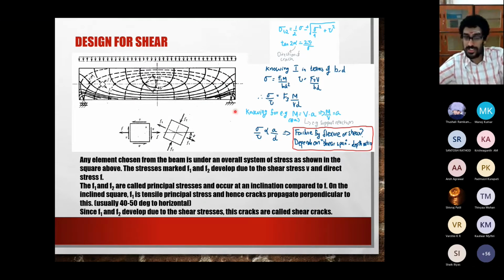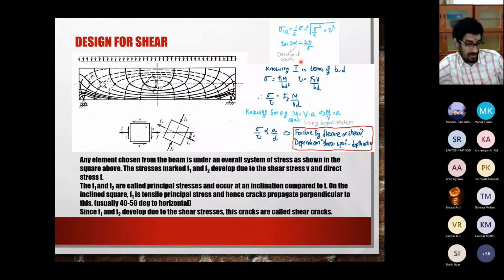Now, what is this ratio? How do you determine whether a beam is going to be susceptible to shear failure or to bending failure? To know that, you can just look at what the shear stress is and what the bending stress is. You know how to find moment of inertia in terms of breadth and depth, B and D. So you can write your bending stress as M by, it is actually BD cube by 12, but you can rewrite it in terms of its.